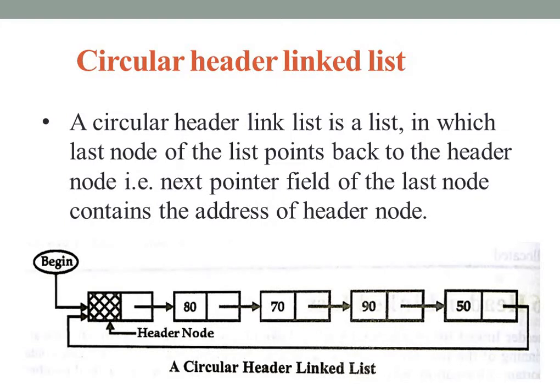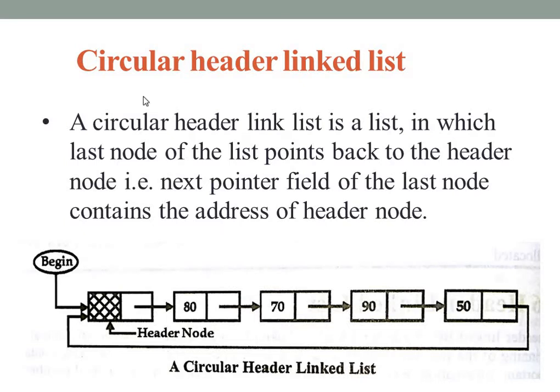The second type is the circular header linked list. A circular header linked list is a list in which the last node of the list points back to the header node. That is, the next pointer of the last node contains the address of the header node. Because in the previous one, the last node contains the null pointer in the next field. But in the circular header linked list, the last node will keep the address of the header node.